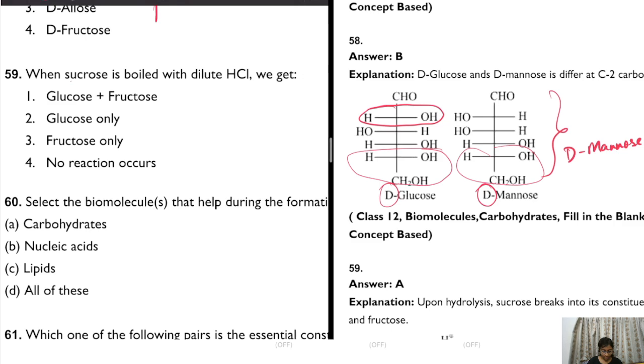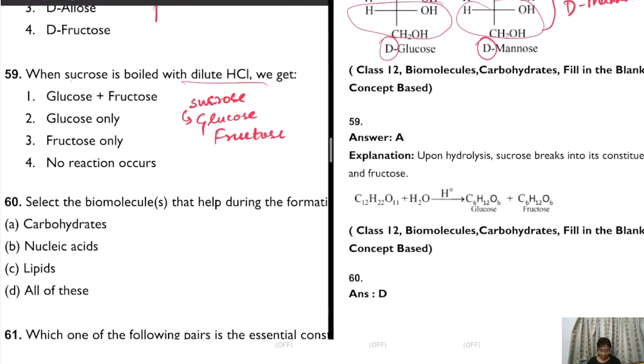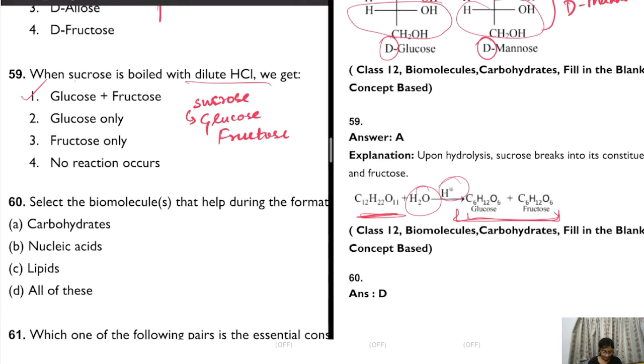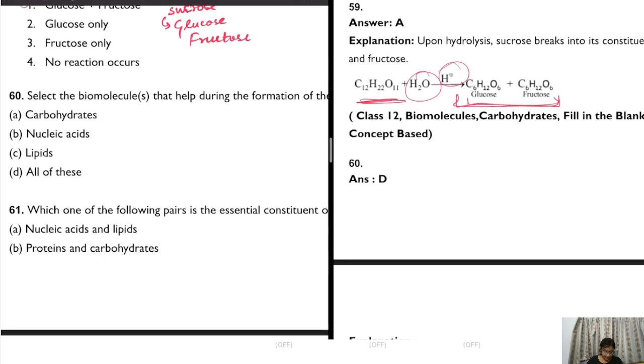When sucrose is boiled with dilute HCl, we get what? Sucrose is a disaccharide and it is made up of glucose and fructose, right? So what happens? It is boiled with dilute H positive, that is HCl. So it will break into its constituent monomers. So the answer would be 1. Now let's see the next question.